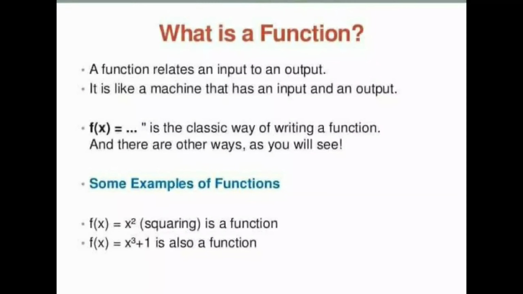So f(x) is the classical way of writing a function, and there are other ways you will see. The element that f associates with x is denoted by the symbol f(x), and it is called the image of x under f, or the value of f at x. So what is the possible value of f(x)? That means x varies over the domain.